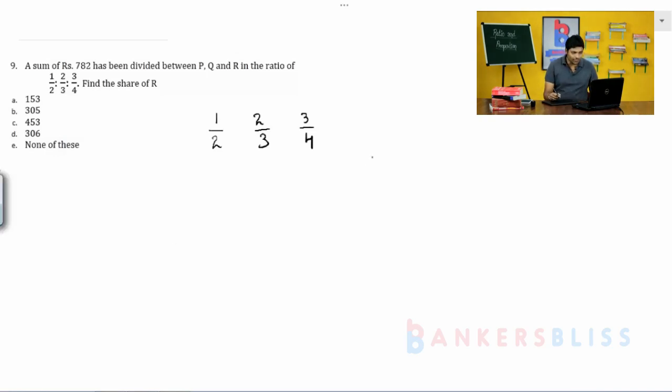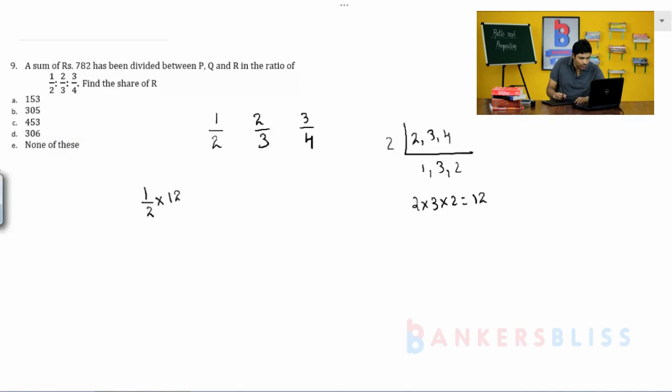So what is the LCM for 2, 3 and 4? See here 2 1s are 2, 3, 2 2s are 4. So the LCM is 2 into 3 into 2 which is equal to 12. So you multiply each and every term by 12. So 1 by 2 into 12, 2 by 3 into 12, 3 by 4 into 12.